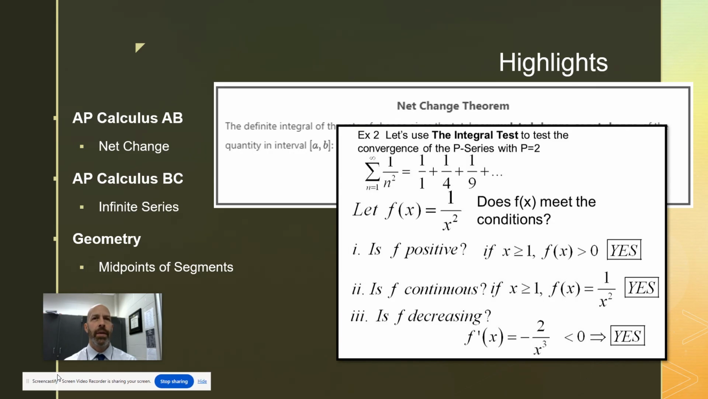In Calc BC, we're going to continue looking at infinite series. The big idea we're starting this unit off with is figuring out if an infinite series converges or not. So we're going to look at something called the integral test to test for convergence of a series.